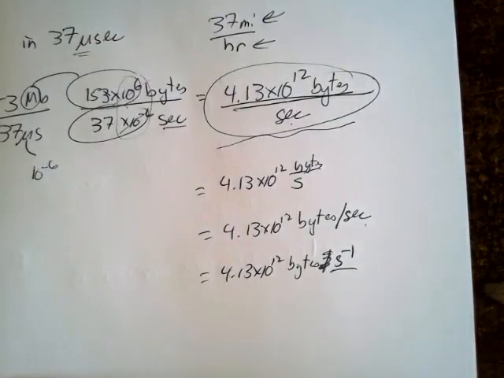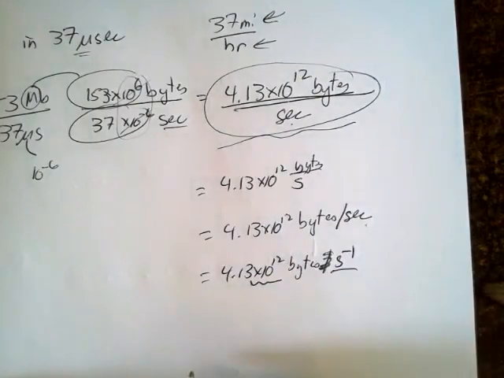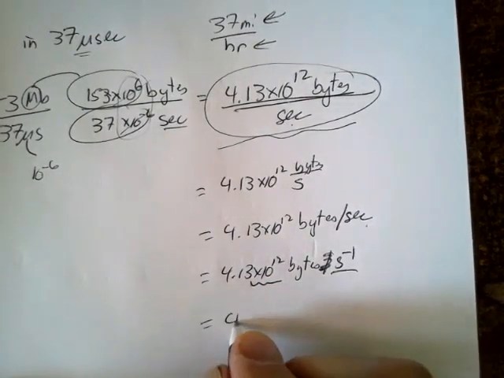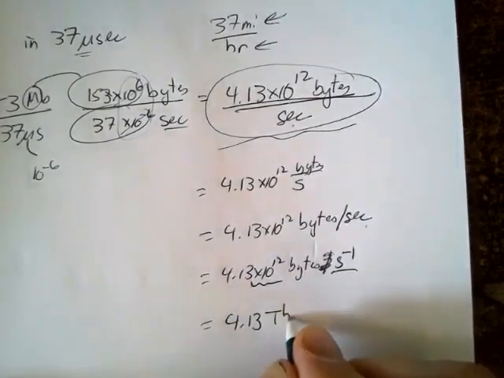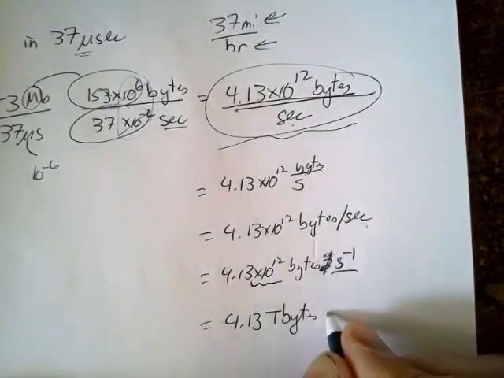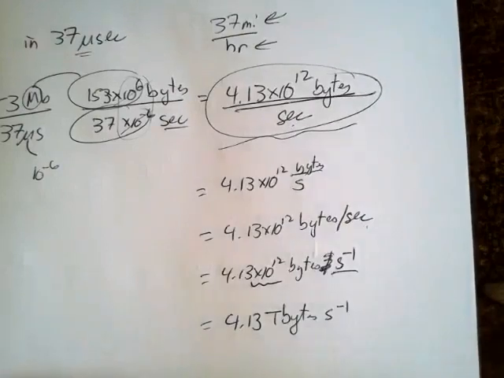Do you see one more substitution we can make? Going back to the very start of the last video about scientific notation. What was times 10 to the positive 12? That's right, it was tera. So we could say 4.13 terabytes of information were being processed per second, or for every second.